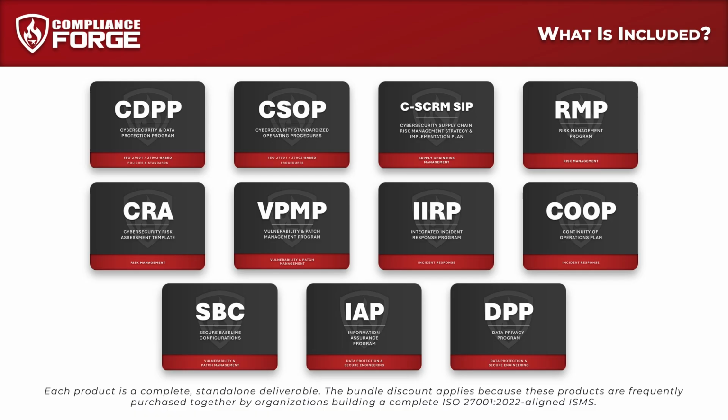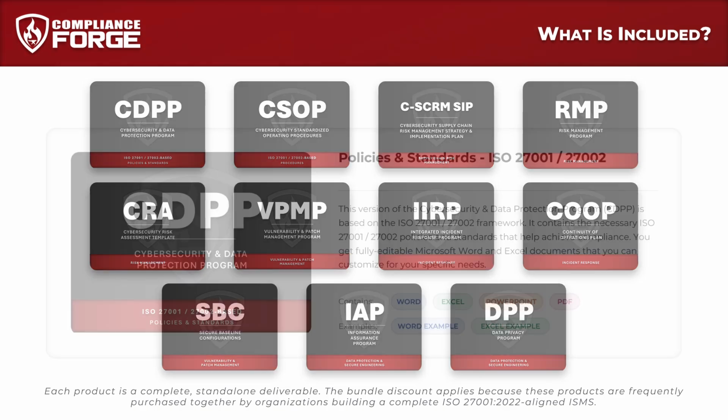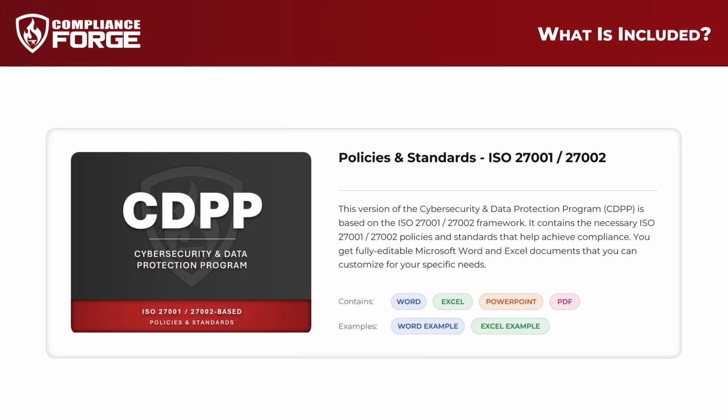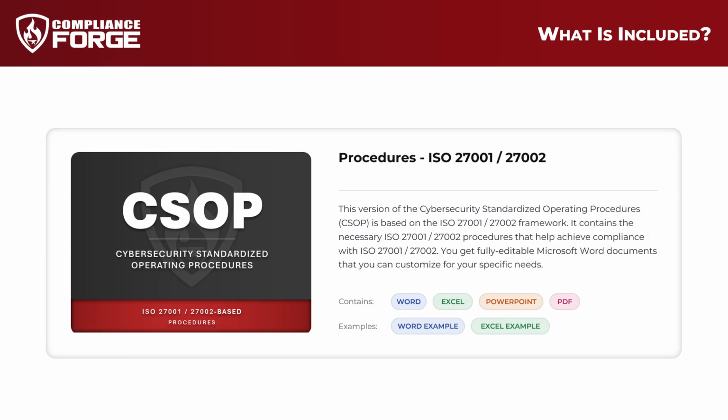The CFD Bundle 2 includes 11 ComplianceForge products delivered together as a discounted bundle. Each is a complete, standalone deliverable. The first is the Policies and Standards for ISO 27001 and 27002. This version of the Cybersecurity and Data Protection Program contains the necessary policies and standards that help achieve compliance. The second is the Matching Procedures, the Cybersecurity Standardized Operating Procedures for ISO.